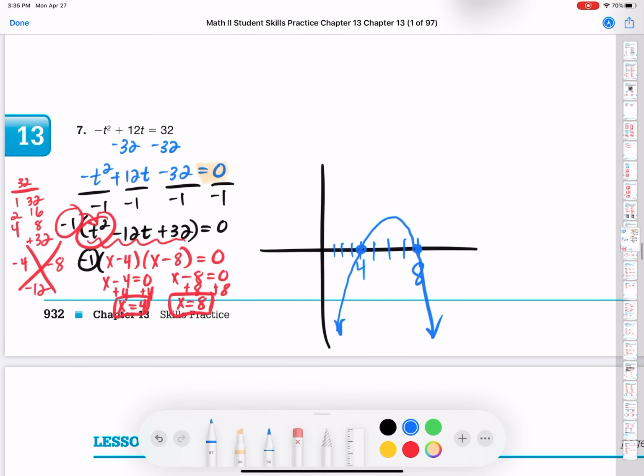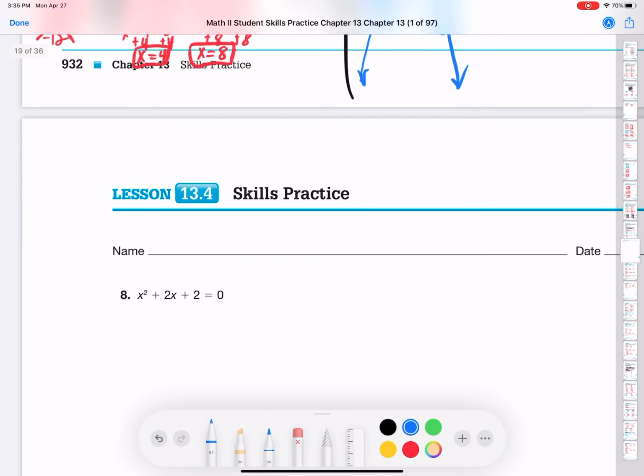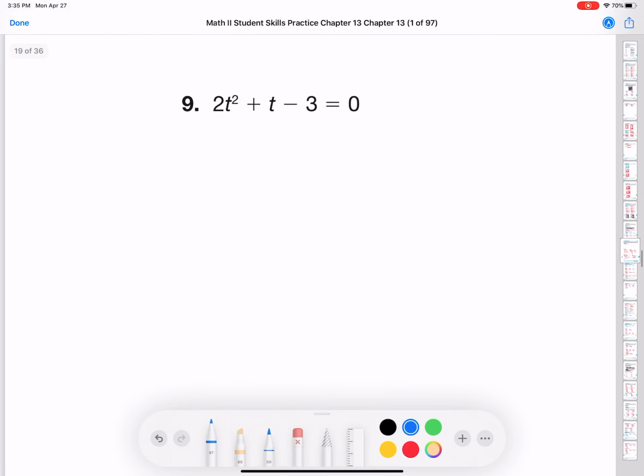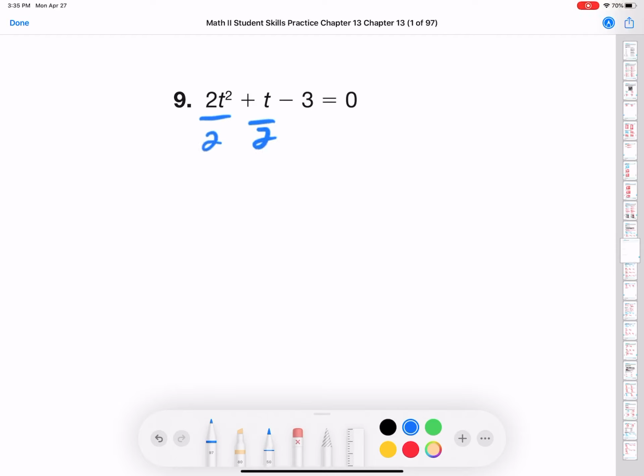Okay, again, you don't have to graph. I'm just showing you. All right, number 9, we have 2t squared plus t minus 3. For this one, it is in standard form. Now, I have a 2 in the front, but I can't divide it away because these terms are not divisible by 2, so that doesn't work. Instead, we're just going to go ahead and try to factor this.